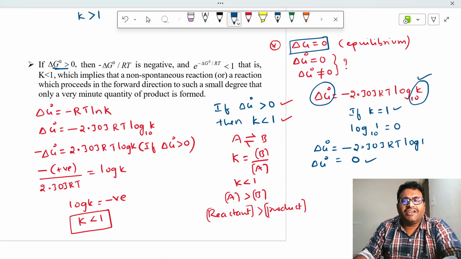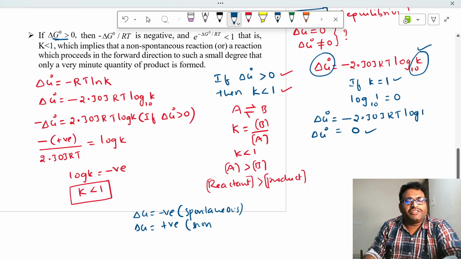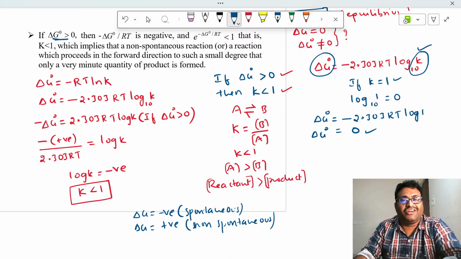And already we have studied that if delta G is negative, then the reaction is spontaneous. If delta G is positive, it is non-spontaneous. But here we are speaking about delta G naught, not delta G. So two conditions we have to remember.